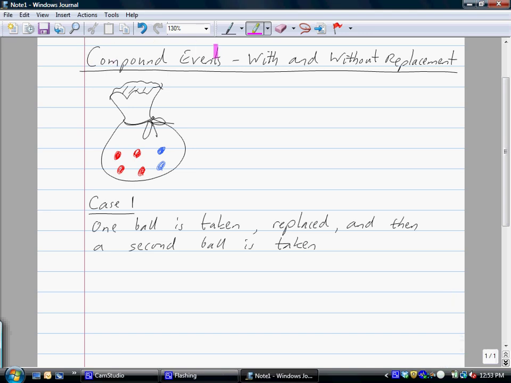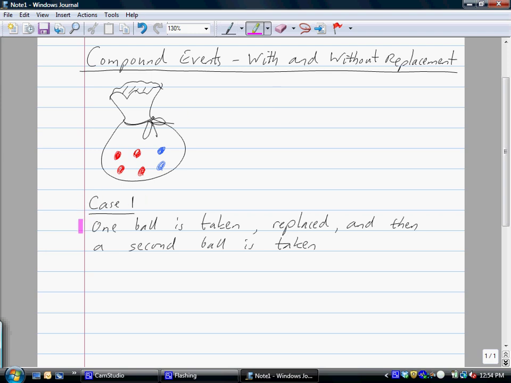Here we're looking at compound events with and without replacement. Now, if you're looking at a situation without replacement, by far the best way to model it is using a tree diagram. So I'm going to do all of these problems using a tree diagram so you can compare what they look like. So we'll start first of all with replacement.